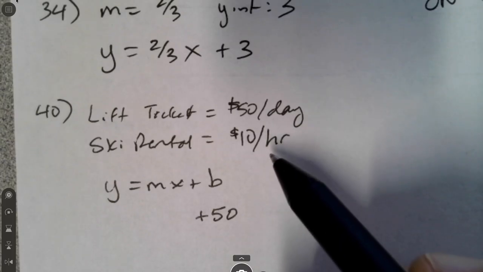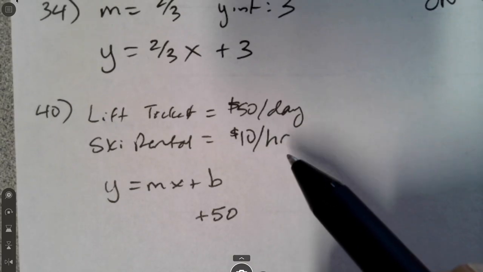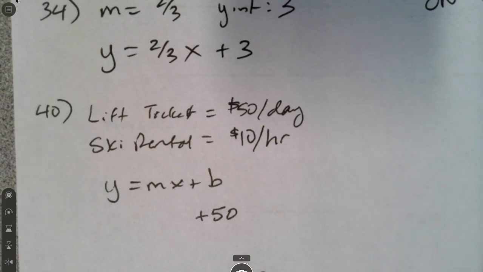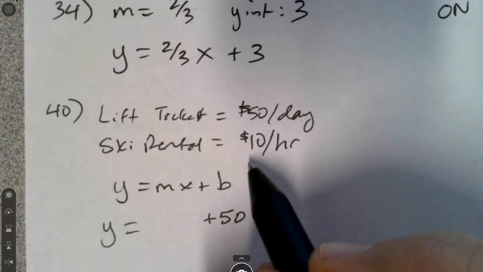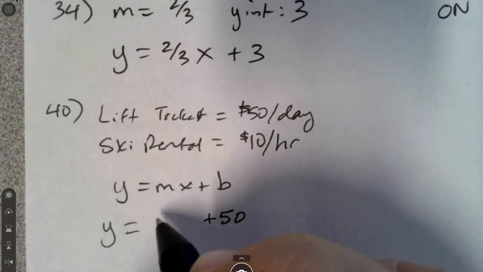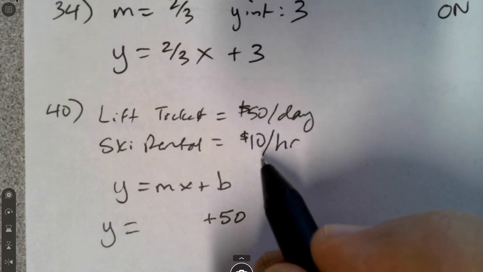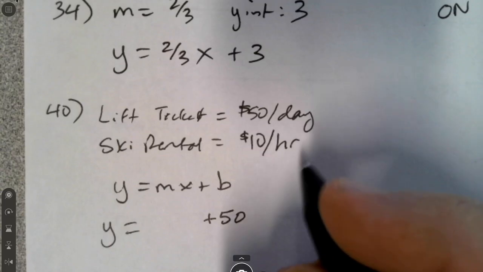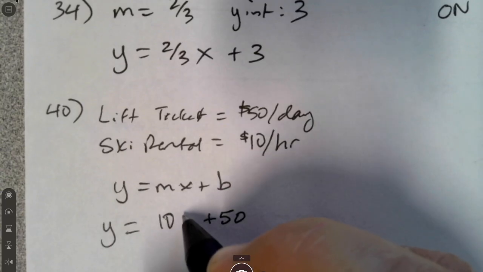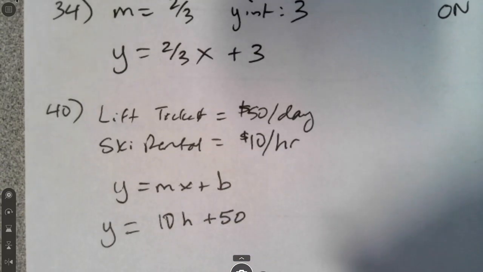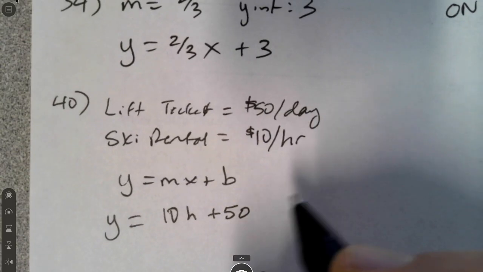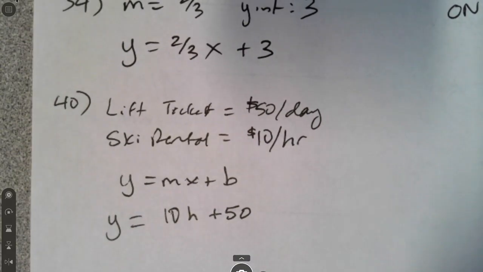But the ski rental, that cost is going to depend and vary on how long we actually use the skis. If we go out for 2 hours, it's $20. If we go out for 8 hours, it's $80. So it depends on how many hours we're there, how much we'll spend. So that is our slope. Anytime you see a per, so per hour, this is also per, but they told us there'd only be 1 lift ticket. It said that in the problem. Whereas this could be any number of hours in 1 day. So we do 10h. If you put x, I wouldn't be picky, but they said to use h for hours. So our equation would be y equals 10h plus 50.